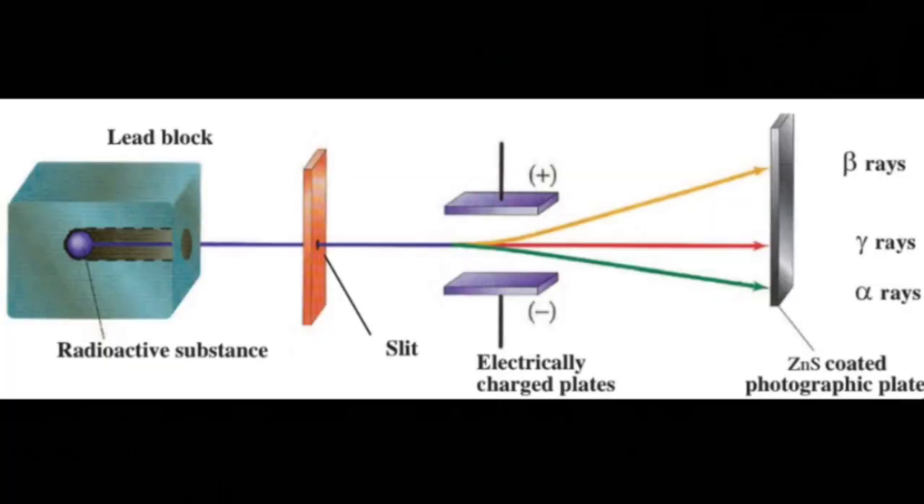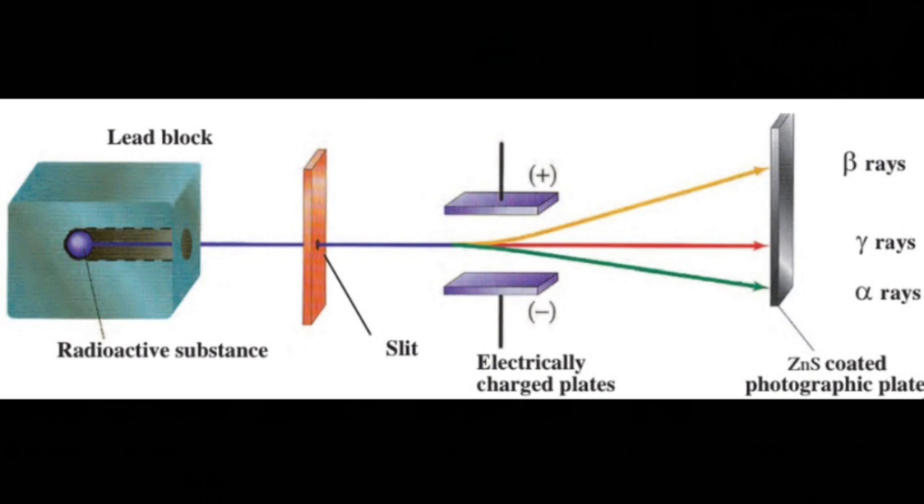When experiments are performed to see which ray is carrying which charge, the rays are passed through a lead block in which the radioactive substance was placed, through a tiny hole in a slit. Then, in front of the slit, 2 plates carrying opposite charges are placed: on the upper side a positive and on the lower side a negative charge plate. Then the rays are allowed to pass through the slit. The rays are deflected towards both positive and negative charges.